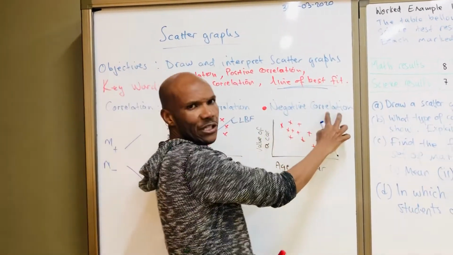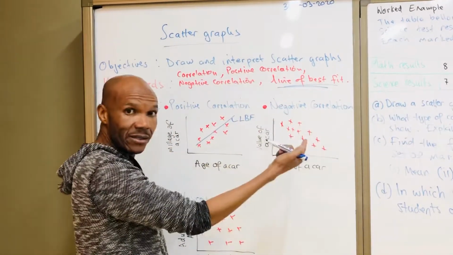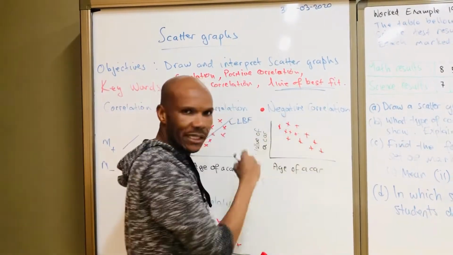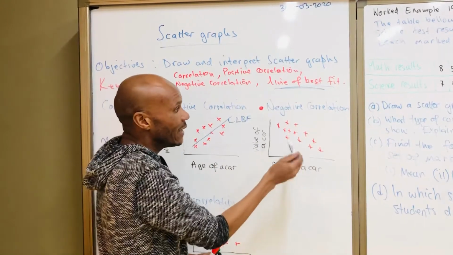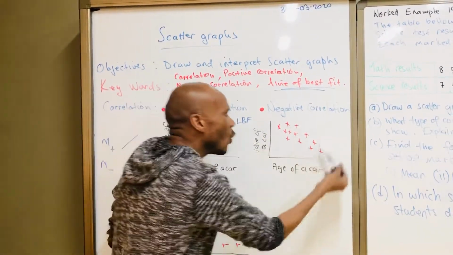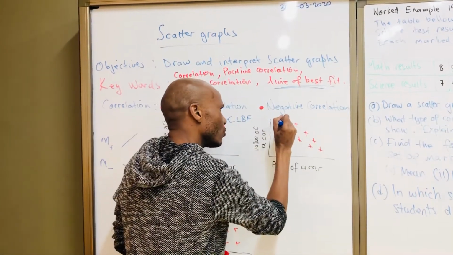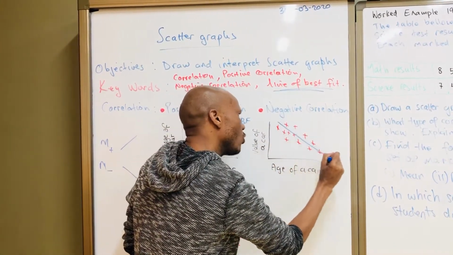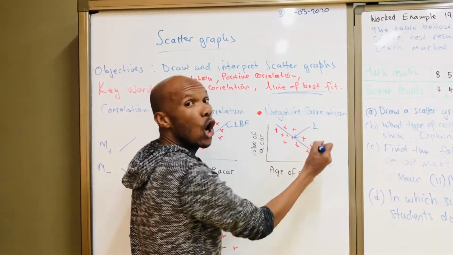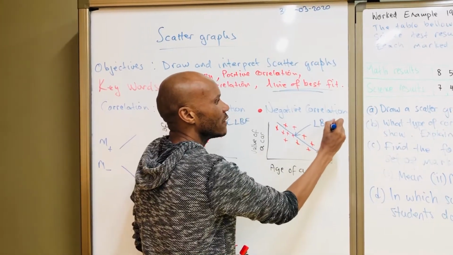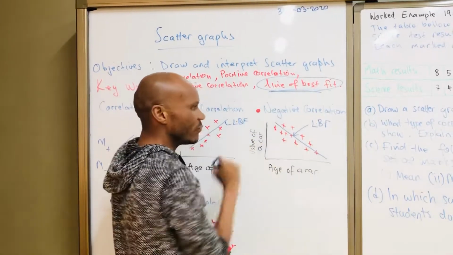the negative correlation. We say this is positive correlation because it has a positive gradient. And this one has a negative correlation because if you have to draw a line here, a line that will represent all these points here, my line will be almost there. And we say that line is the line of best fit.